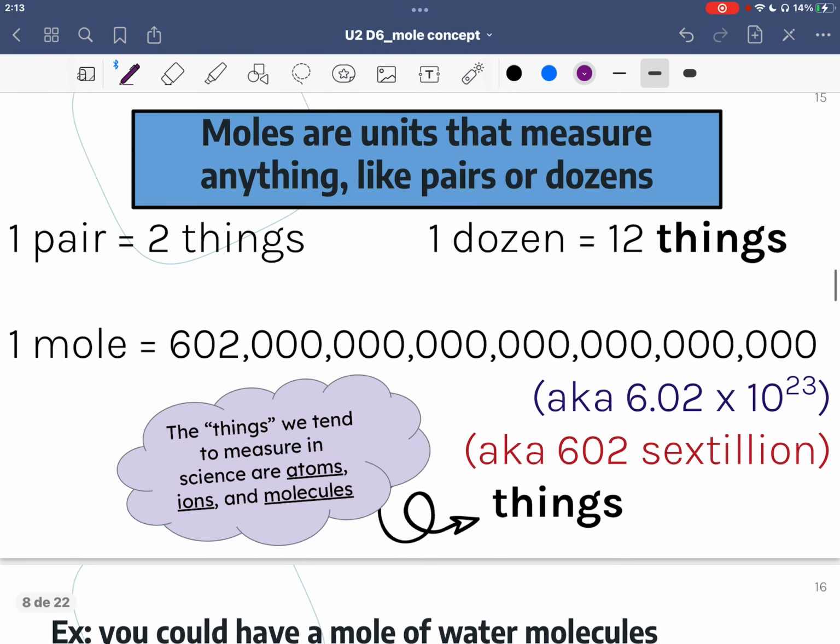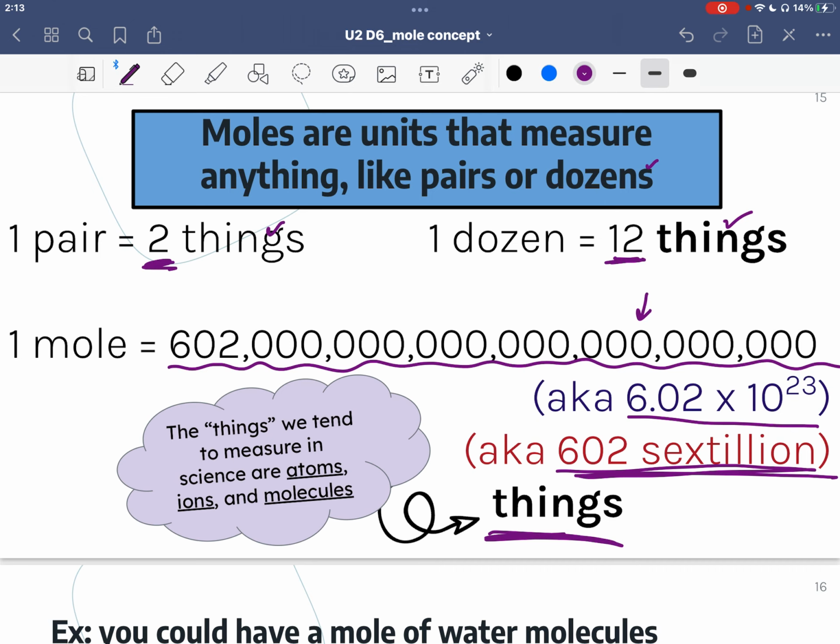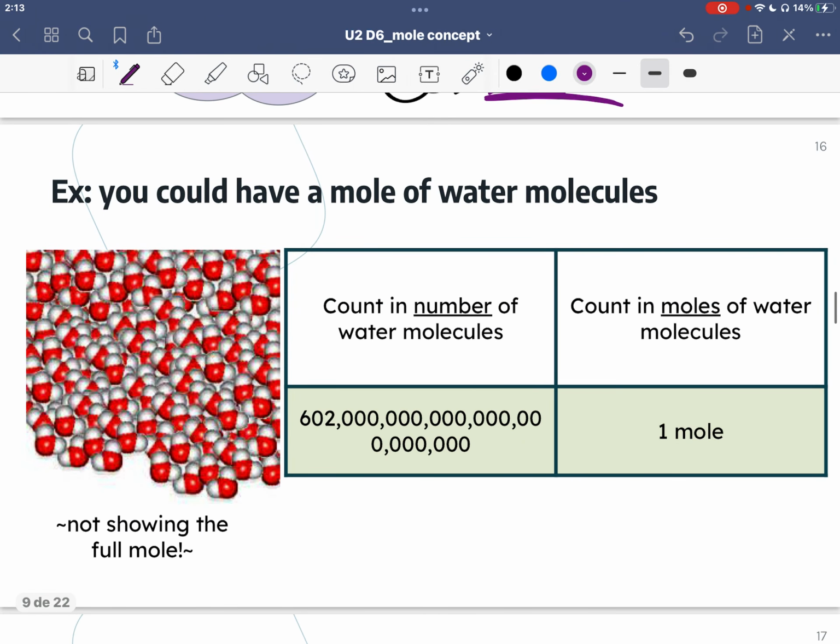Otherwise, we'll keep moving. Moles are units that measure anything, just like pairs being 2 things, 1 dozen being 12 things. 1 mole is 6.02 times 10 to the 23rd things. That's this giant number here, 602 sextillion. So it's way bigger than a pair or a dozen, but it's still just letting us count to a giant number of things. And generally, those things will be atoms, ions, molecules, these really small things we've learned about in chemistry class.